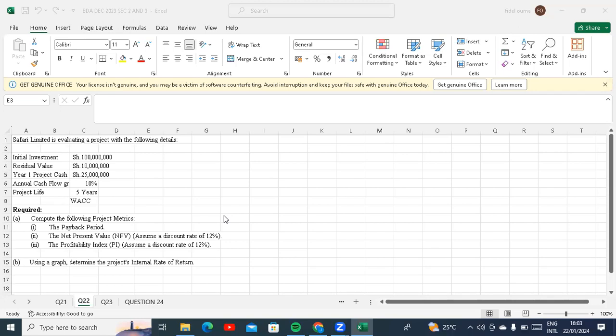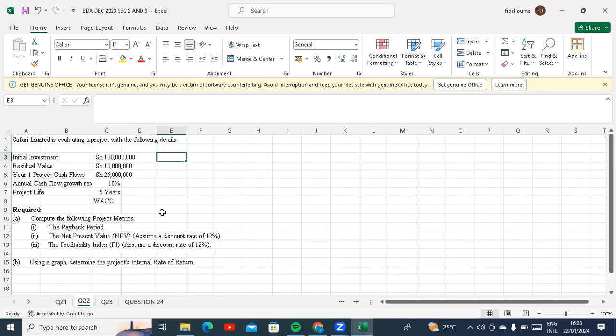Safari Limited is evaluating a project with the following details. Initial investment, shillings 100 million. Residual value, shillings 10 million. Year 1 project cash flow, shillings 25 million. Annual cash flow growth rate, 10%. Project life is 5 years.